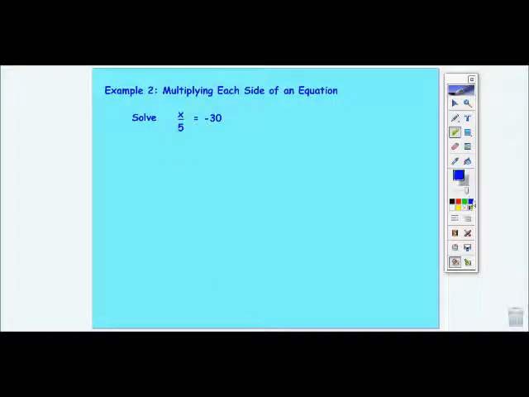Moving along, we'll go to the next one. This time, we have x divided by 5 equals negative 30.